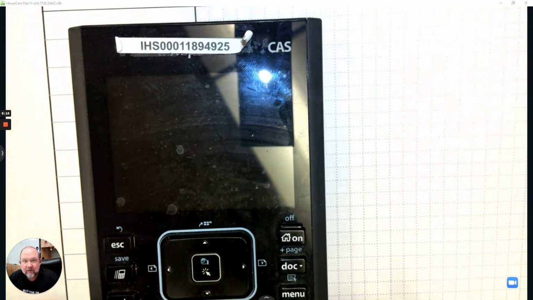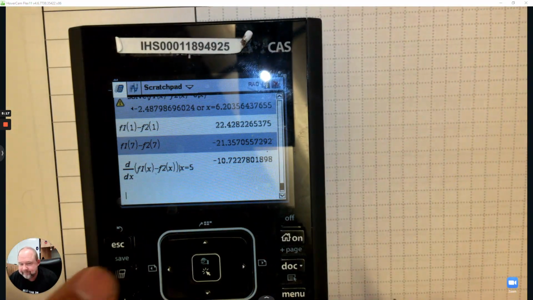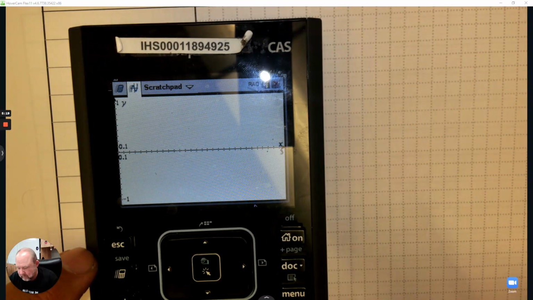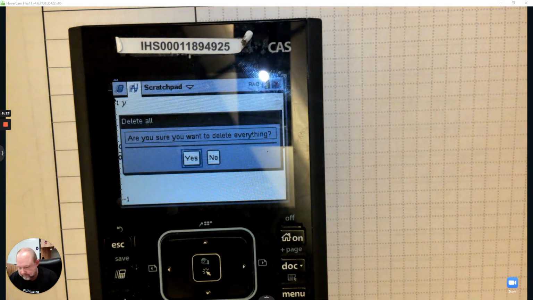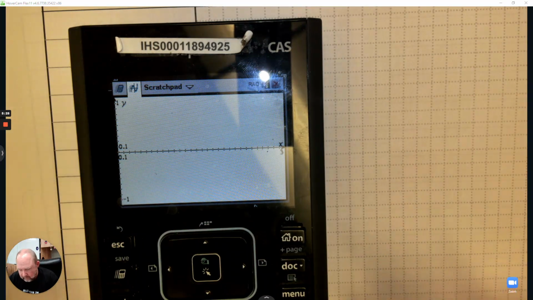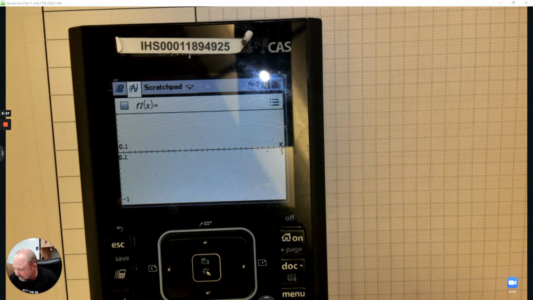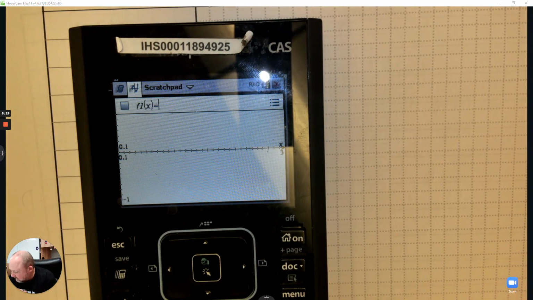I got to turn it on first. Let's do it together, maybe. I already have something in here from the last question, so I'm going to erase that. And let's just start one at a time. Press tab. What am I going to type in? So I'm going to type in that equation.